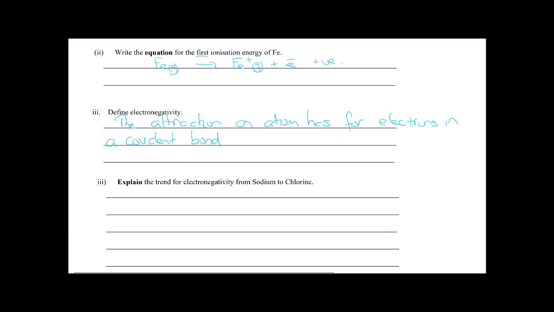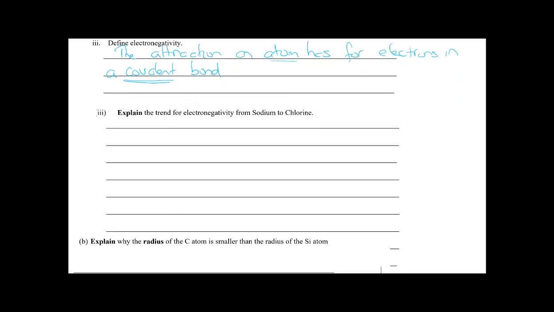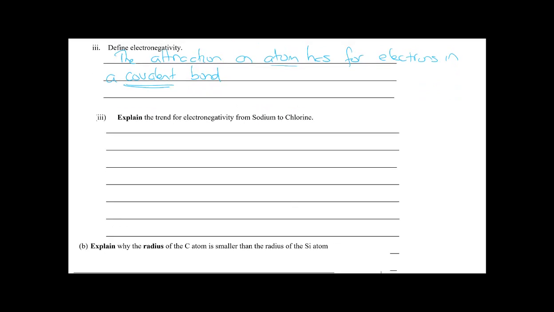Okay, electronegativity is another definition you just must know, and it's the attraction an atom has for electrons in a covalent bond. You can use the word shared bond, that's equally valid, but it must be the covalent or a shared bond, or it's not going to be right. Now, this trend is going across a period, so normally you'd have given this definition above about electronegativity. If you haven't, you must do it in your answer.